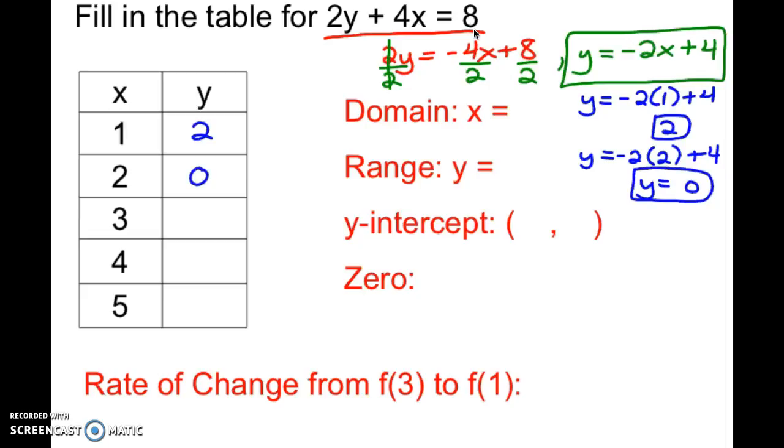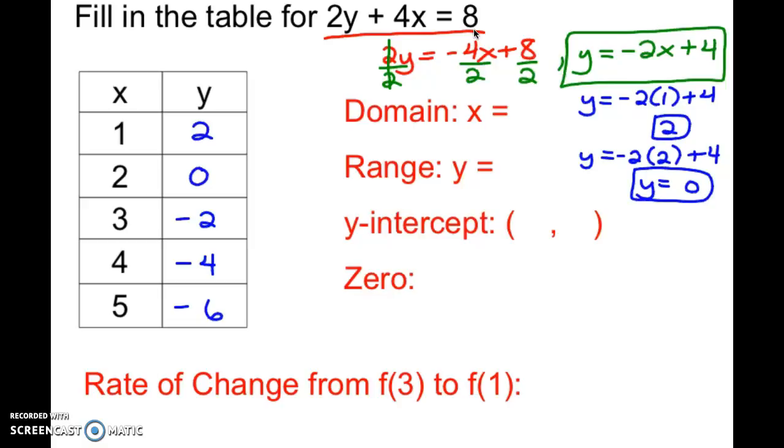And you'll notice a pattern. When you fill in 3 for x, you get -2. When you fill in 4, you get -4. When you fill in 5, you get -6. Which makes sense because your y values are going down 2 each time, which means your slope is -2. And it was up there. Okay, so you can fill in the table real easily that way.